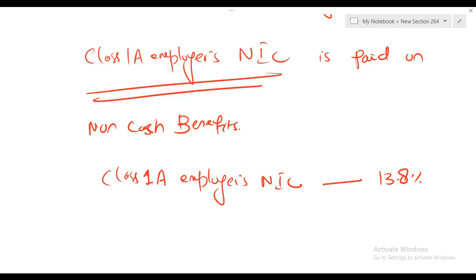And let me repeat, on class 1A employers NIC there is no employment allowance. Employment allowance is only available to the employer on class 1 NIC. And there is no class 1A NIC for the employee. There is only class 1A employer NIC, for which the rate is straightforward 13.8%. So if you know the non-cash benefits, all you need is just multiply those non-cash benefits with 13.8%.